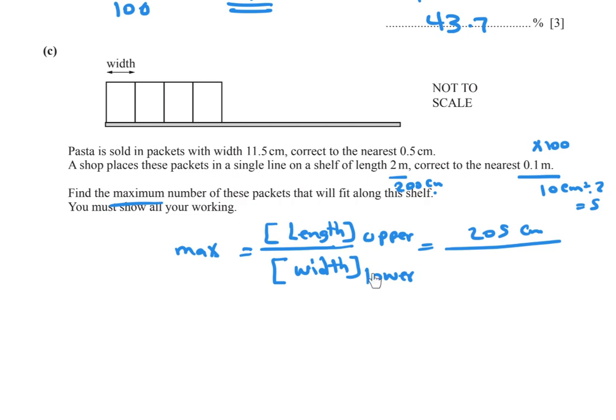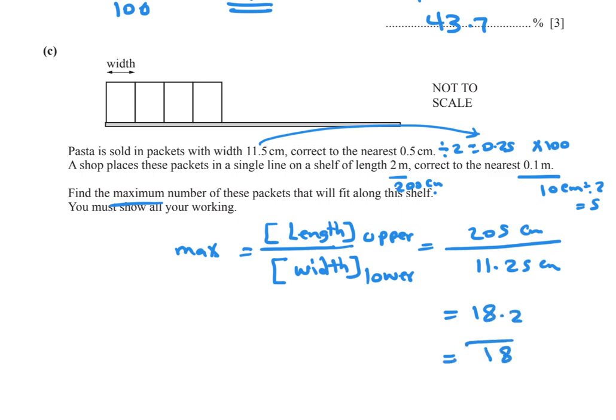Divide by the lower for the width. For the width, we have 11.5 centimeters, correct to the nearest 0.5 centimeter, divide 0.5 by 2, so you have 0.25. Now subtract 11.5 minus 0.25, so 11.25 centimeters. Now divide, equals 18.2, so the maximum number of packets is 18.